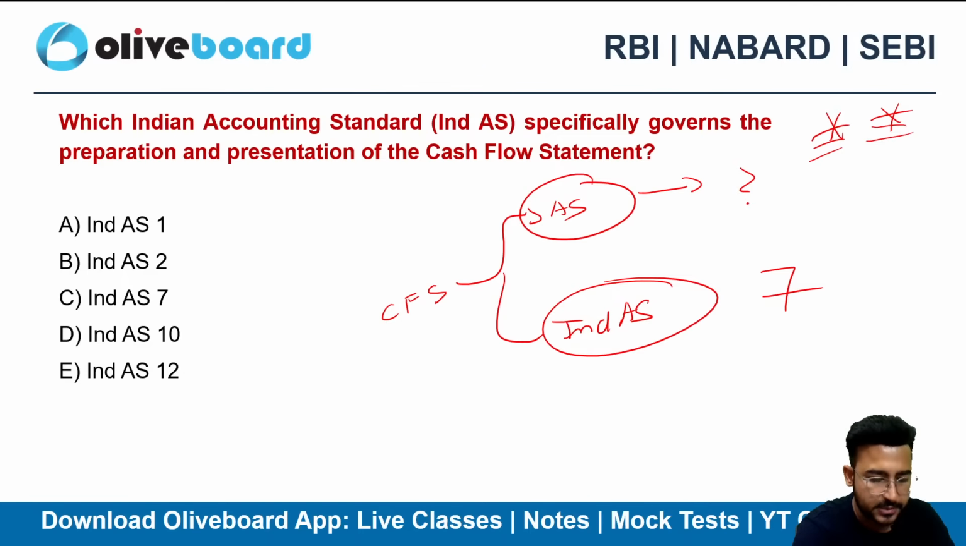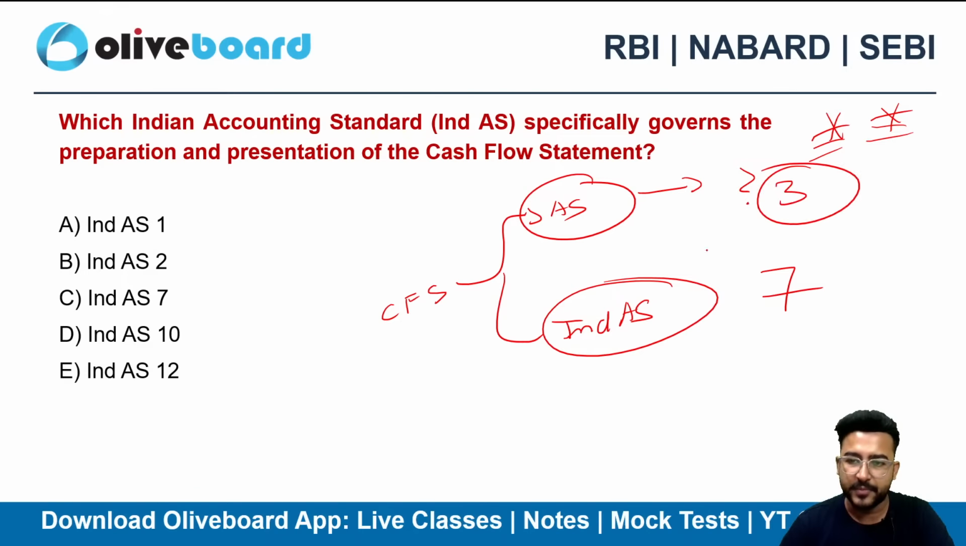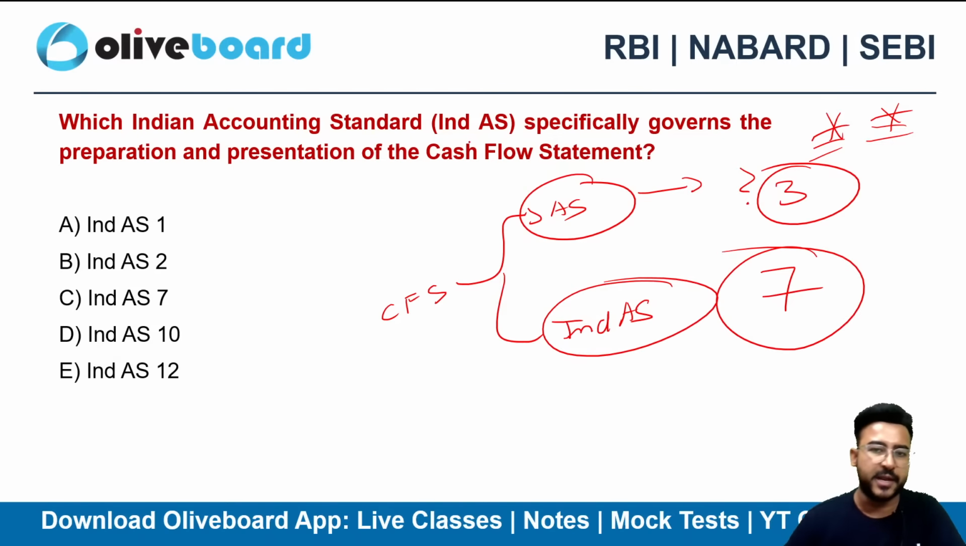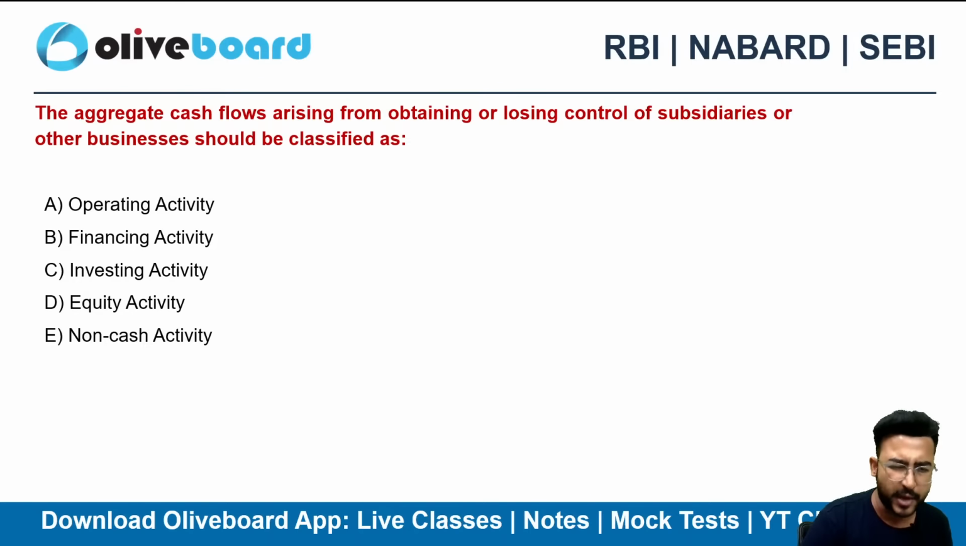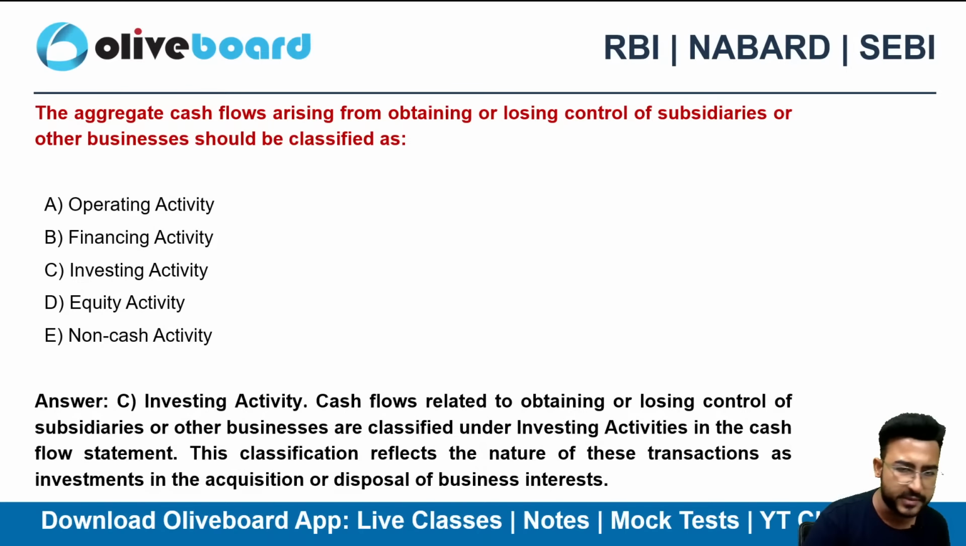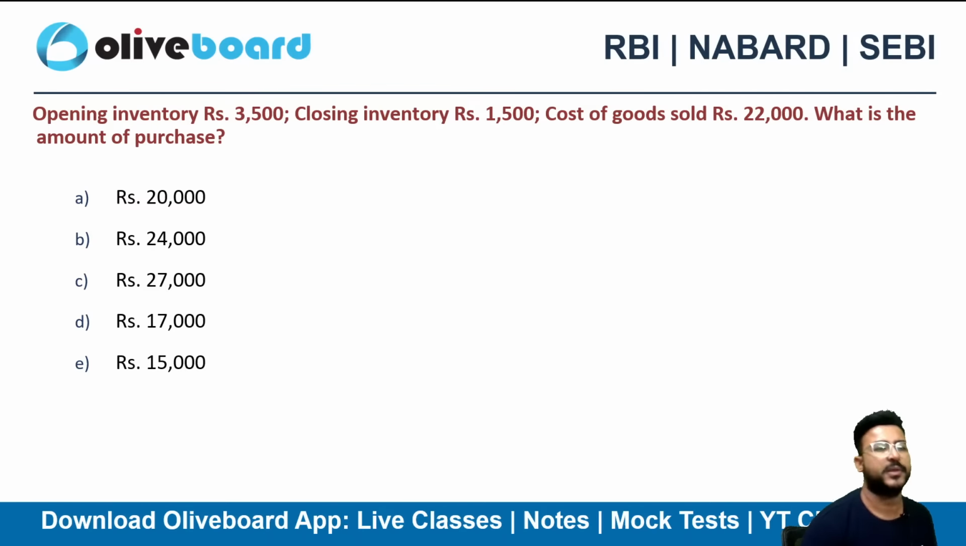What about AS related to the cash flow statement? It is accounting standard 3. Please do remember, it is accounting standard 3 and it is Indian accounting standard 7. I am talking about the cash flow statement, okay? AS3. Next one. The aggregate cash flow arising from obtaining or losing control of a subsidiary. I think we have already discussed this one. Investing activity. This is a repeated question.